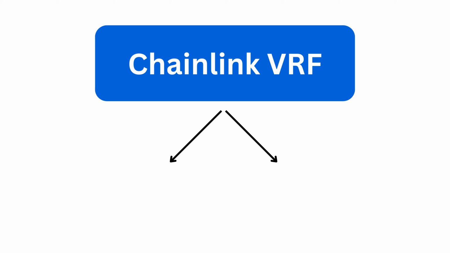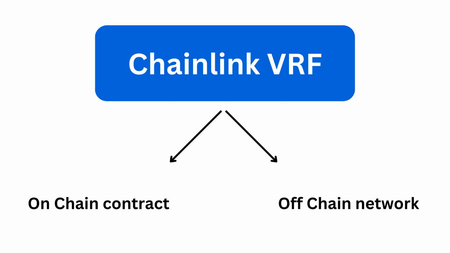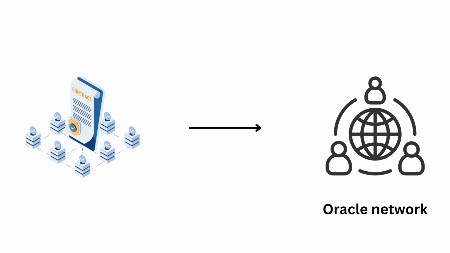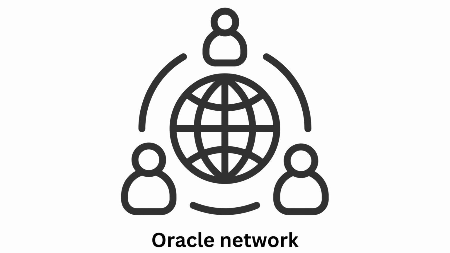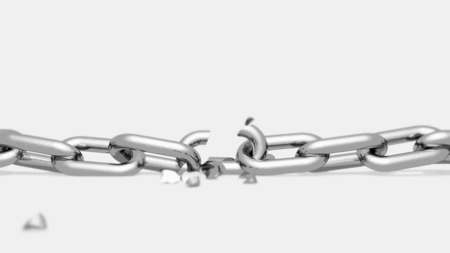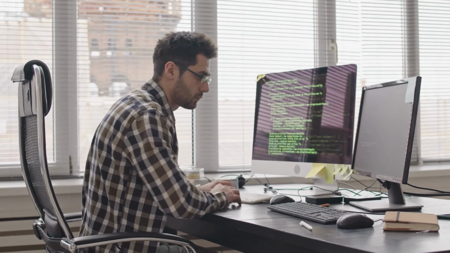Chainlink VRF is powered by two key components, an on-chain coordinator contract and the off-chain Oracle network. The coordinator contract is responsible for making the Oracle network aware of new randomness requests and for verifying that the random number received back is valid. The Oracle network is responsible for generating the actual random numbers. However, the Oracle network is an off-chain entity you will not be dealing with directly as a blockchain developer.